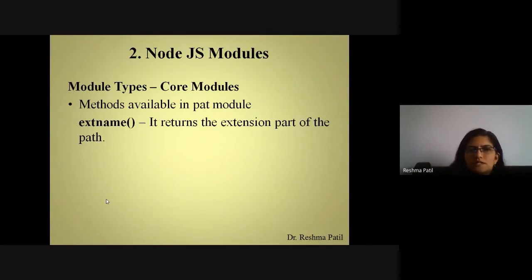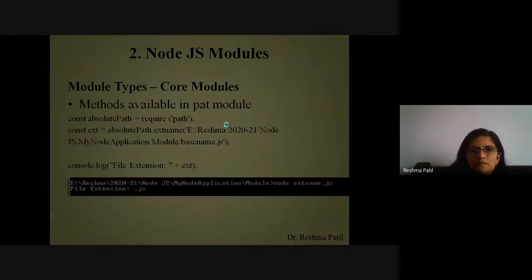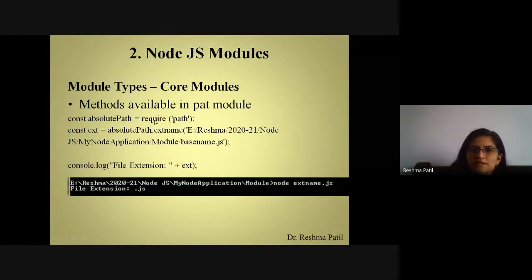Now the next method is extension name, ext name. It will return the extension name of your file path. The first line will be the same. Then in the second line we have to pass the path, base name dot js. So this js will be your output. We have to get the extension name, so it will return the extension part of your file name. So console.log file extension will return the ext. This is the variable which will return the extension part of your path. So in the output you can see the file extension is .js.